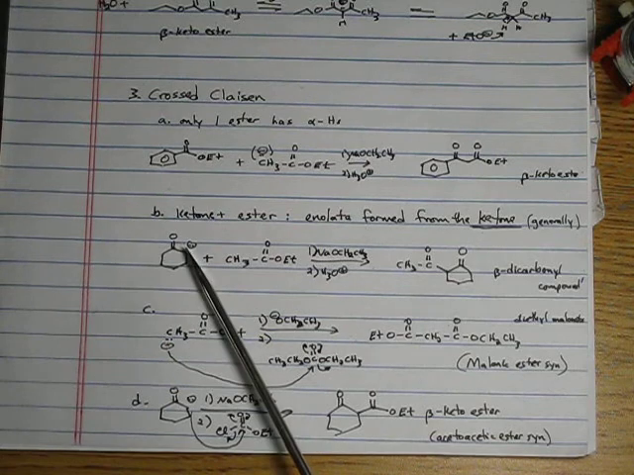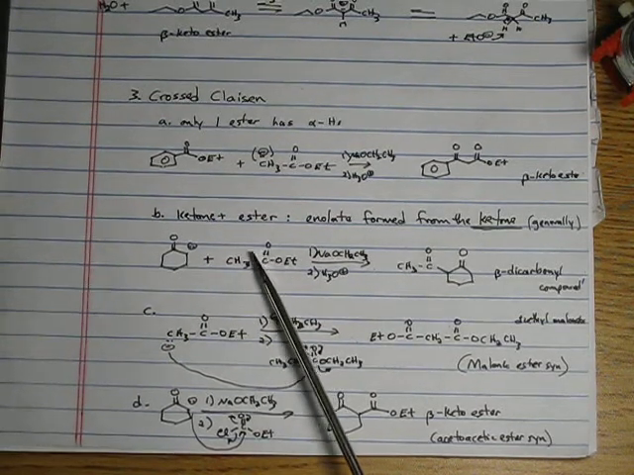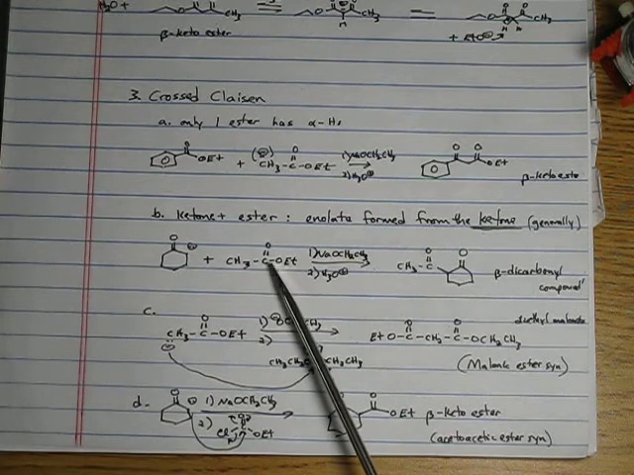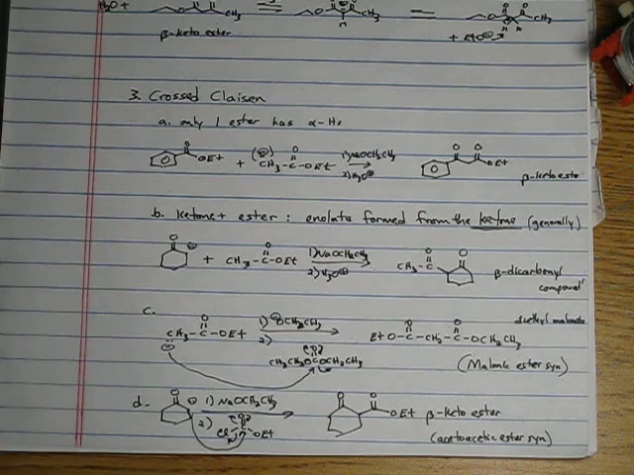So then this negative carbanion will attack this carbonyl carbon here, the double bond breaks, the double bond reforms, ethoxide is kicked off, and we end up with our beta dicarbonyl compound.